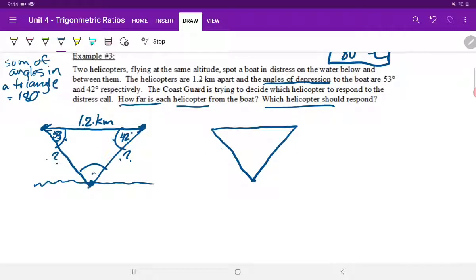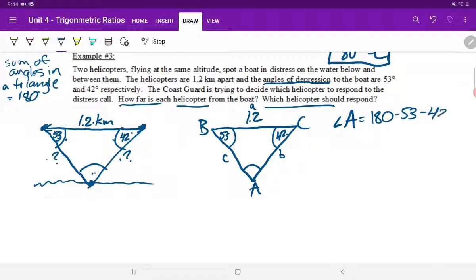Okay, so here we have our 53, here we have our 42, here we have our 1.2. Let's label it A, B, C. If this is angle A, then this must be lowercase a, this must be lowercase b, this must be lowercase c. Let's find angle A because we can. So let's do 180, subtract 53, subtract another 42, and whatever's left over, you'll end up getting what angle A is. So it's 85 degrees.